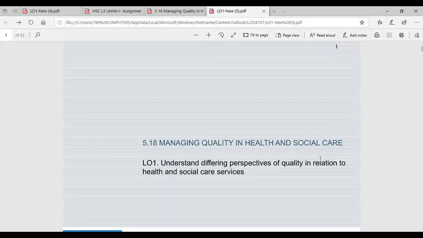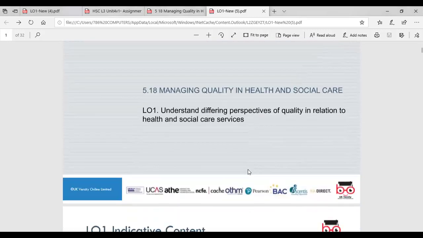So we're talking about managing quality in health and social care. What do we mean by these terms? We'll be going and understanding a bit about what these terms mean. And we'll be covering the first learning objective that I mentioned, that is to understand differing perspectives of quality in relation to health and social care services. As I said, what does quality mean for a person who's visiting a healthcare provider? What does quality mean to that healthcare provider? They're different perspectives seen through different lenses, and they're all to do with health and social care services. So we'll go and understand what these perspectives are.